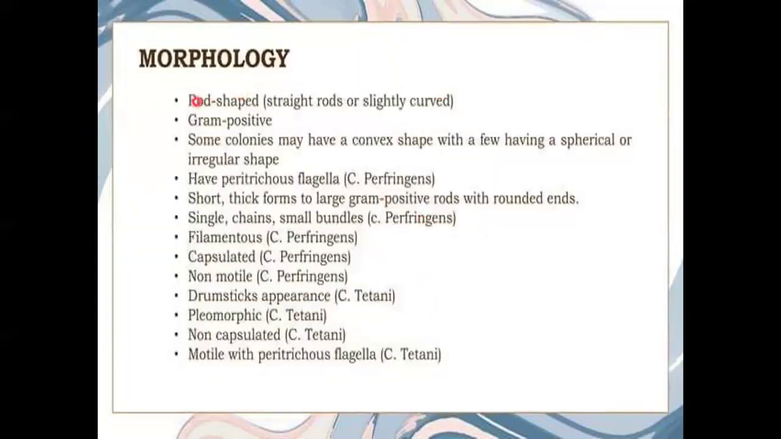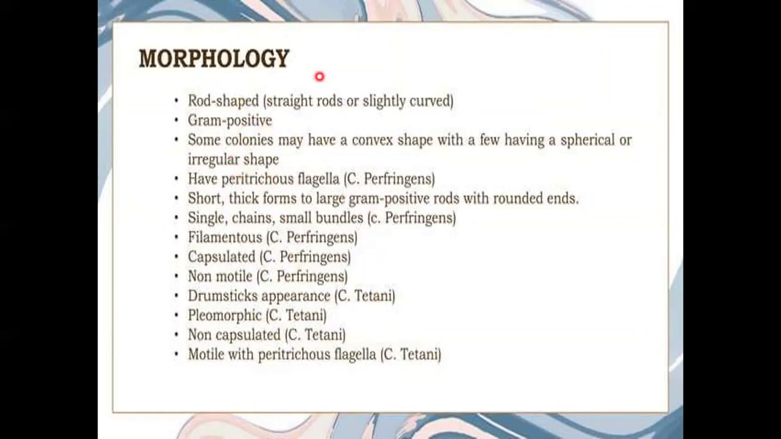Then this is a summary for all you have done. So we know they're all rod-shaped, they're all gram-positive. Some colonies may have convex shape, with a few having spherical or irregular shape, have peritrichous flagella, especially Clostridium perfringens. Short, thick forms to large gram-positive rods with rounded ends, single chains, small bundles, that's perfringens, filamentous perfringens, capsulated perfringens, non-motile perfringens, drumstick appearance, tetani, pleomorphic tetani, non-encapsulated tetani, motile with peritrichous flagella, tetani. This is a very good summary.